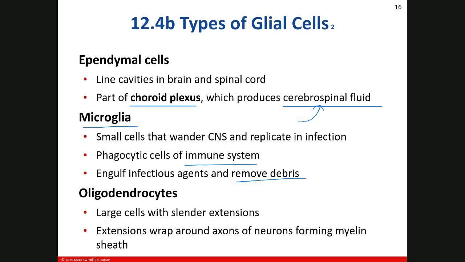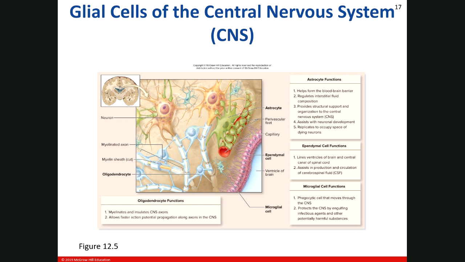And what this cell does, and I'll show you a nice picture, is that it has these little processes that it extends out from the body, and it wraps itself around some of the neurons there. So here's your oligodendrocyte, and it sends out this process and wraps that axon with a myelin sheath, so it can help to increase the speed of the nerve signal there.